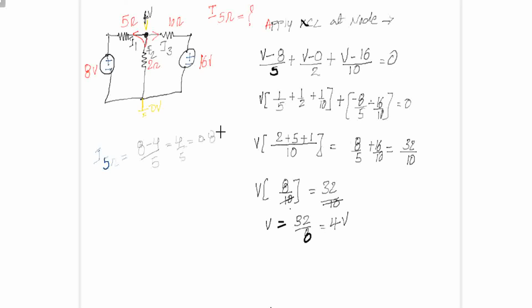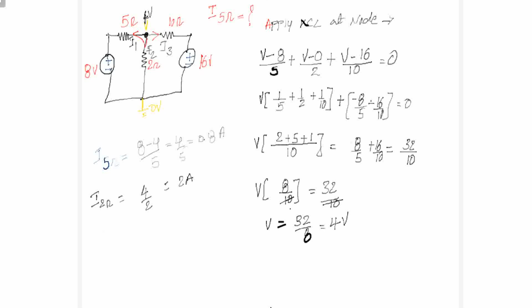0.8 amps. So I1 is 0.8 amps. Then what will be the value if I want to find the current in 2 ohms? Current in 2 ohms is nothing but, here the voltage is 4 volts and here 0. So always current flows from higher potential to lower potential. Whatever direction we have taken, in the same direction the current I2 flows. So (4 minus 0) by 2, that is equal to 2 amps.